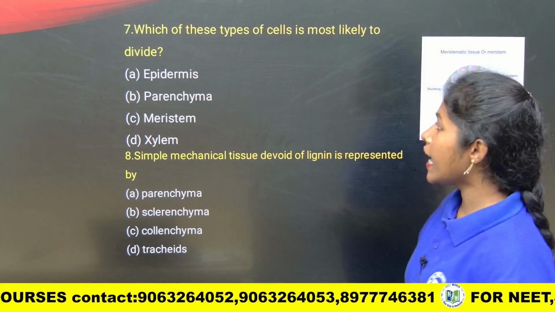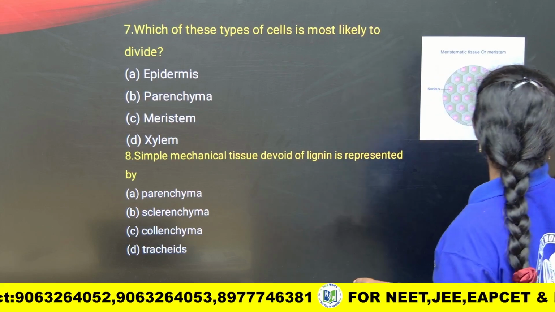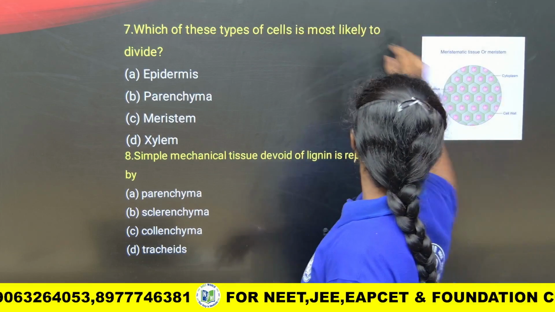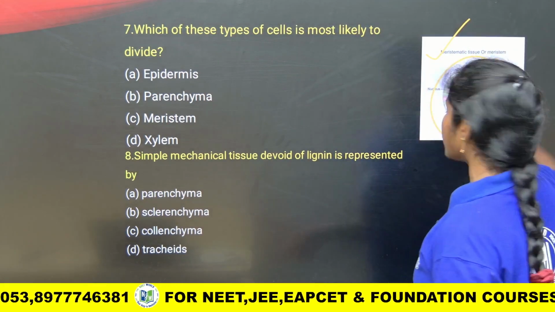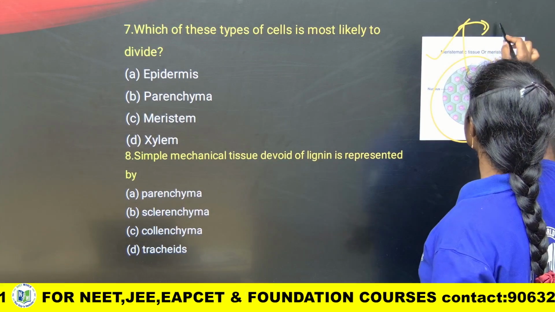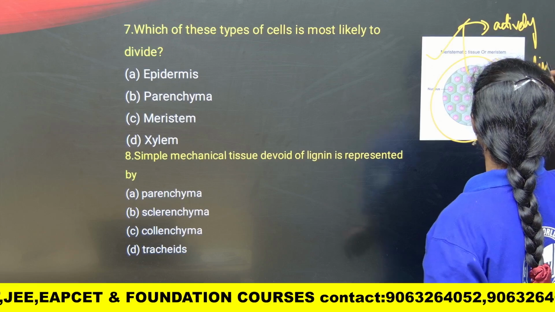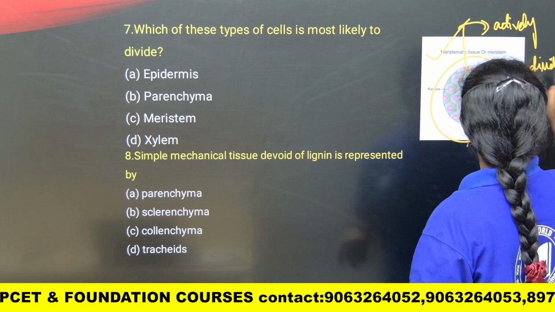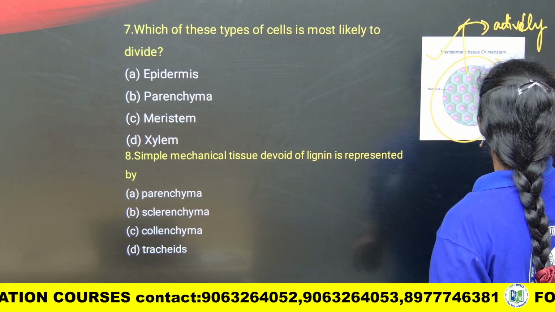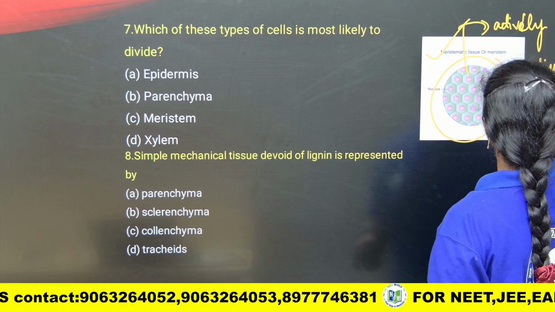See here, they are asking which of these types of cells is most likely to divide. We all know that meristematic tissue is mainly involved in division, right? They are actively dividing cells. They are actively dividing cells, right?